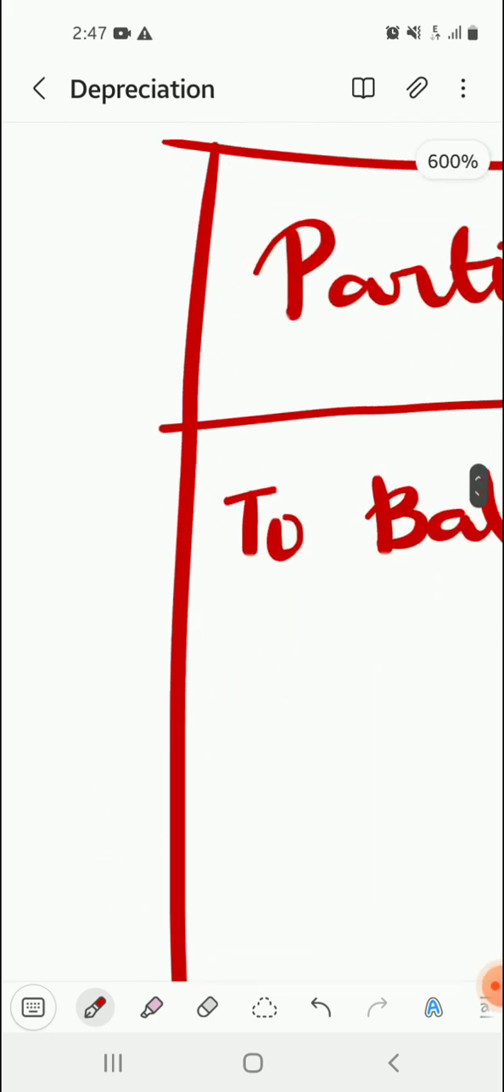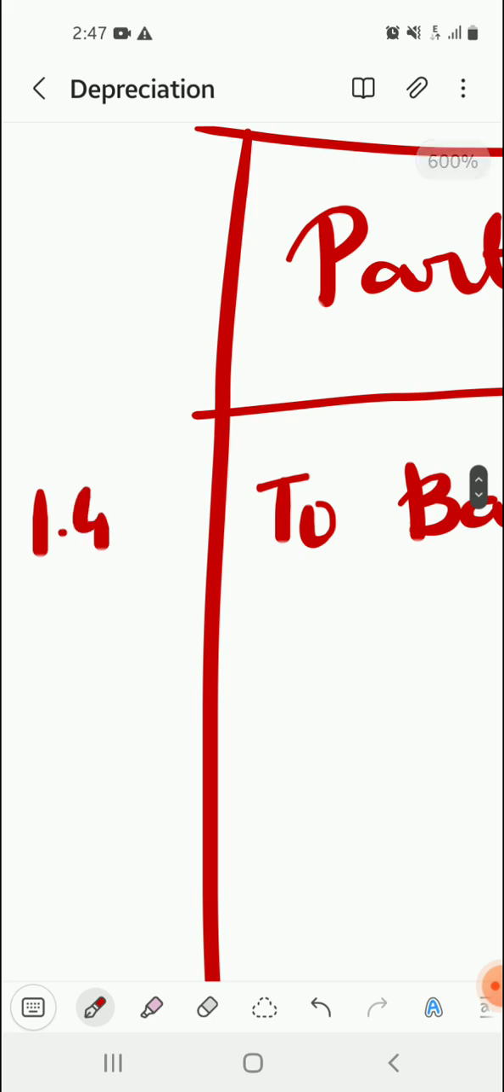We'll put on the date here. It is 1st April 2022. Now, what we are going to do is, we'll move to the next one.